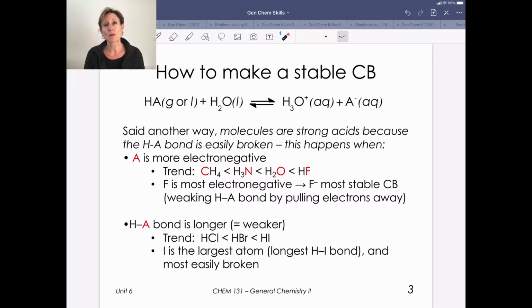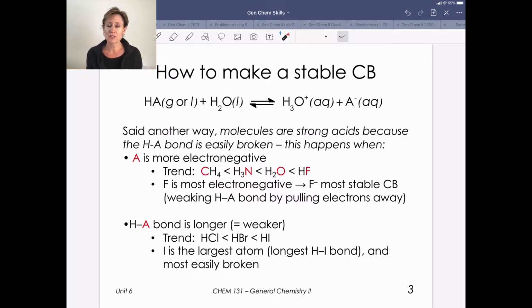And so fluorine is going to be the most stable conjugate base, and it's also going to weaken that HA bond the most by having the most polar bond. We can also think about it in terms of bond length. The longer the bond is, the weaker it's going to be. And so that can explain the trend that we see with the hydrogen halide series, where the strongest acid is going to be HI because iodine is the largest atom.